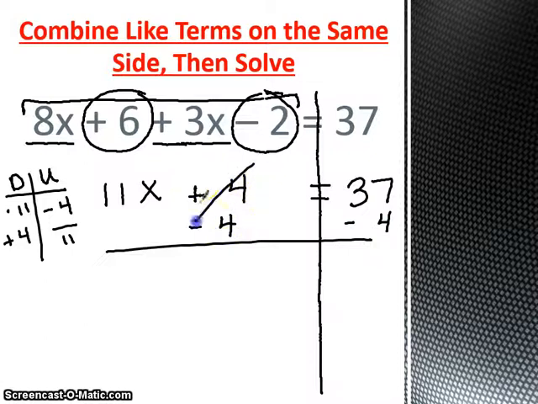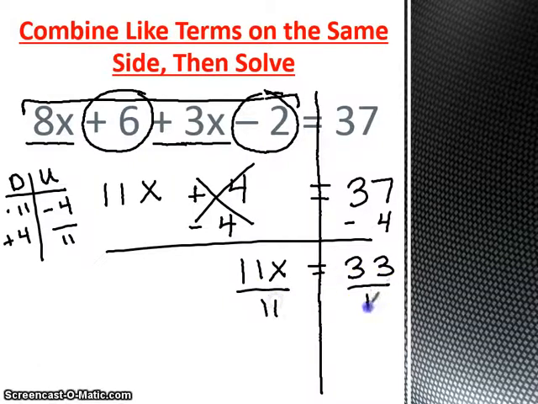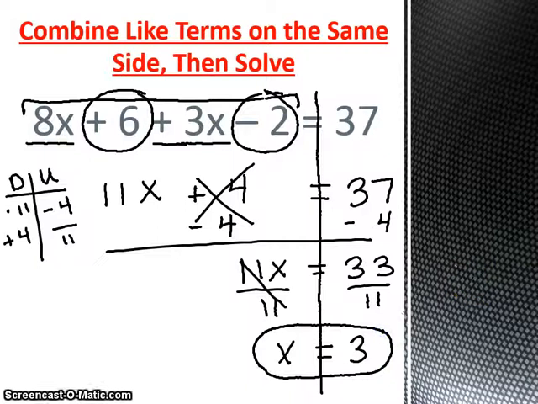Positive 4 minus 4 makes 0, so we get 11x equals, and 37 minus 4 is 33. Divide each side by 11 to create a coefficient of 1, since 1 times x is x, and 33 divided by 11 is 3. So the value of the variable is 3.